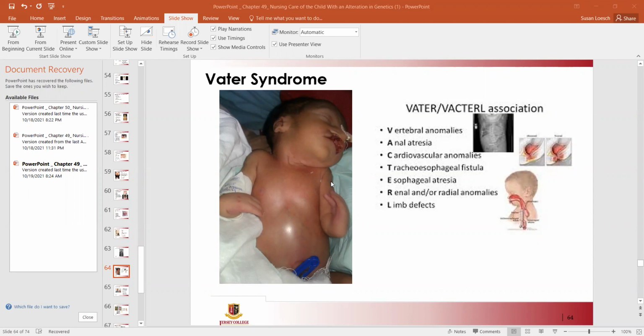Okay, other things: cardiac anomalies, absent or displaced thumb, polydactyly (extra digits), syndactyly (fusion of digits), single umbilical artery at birth, failure to thrive, and treatment focuses on identifying and treating all the different defects.